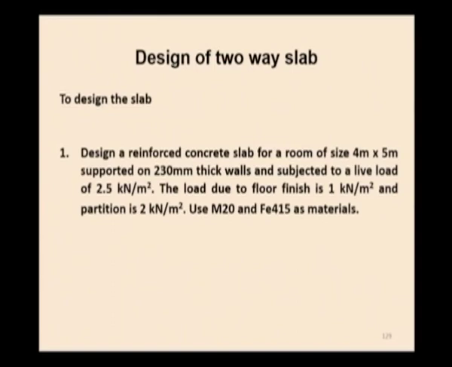So, in this lecture we are going to design a two-way slab, that is, design a reinforced concrete slab for a room of size 4 meter by 5 meter, which is supported on 230 mm thick walls and subjected to a live load of 2.5 kilonewton per meter square. The load due to the floor finish is 1 kilonewton per meter square and the partition wall is 2 kilonewton per meter square. Use M20 grade concrete and Fe415 grade steel.